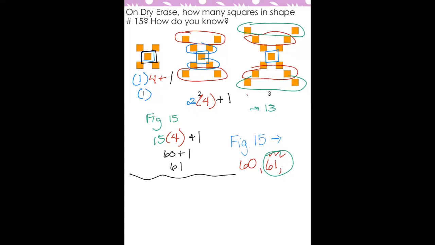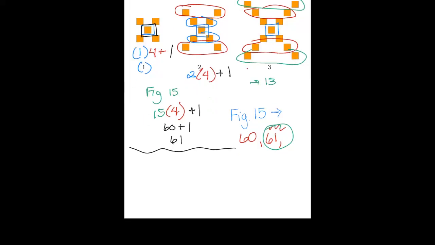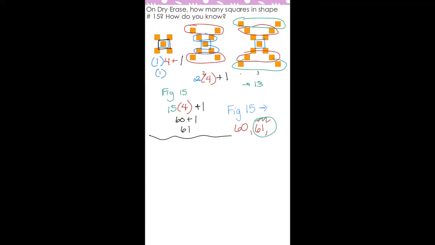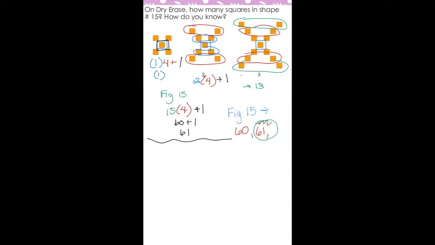Anybody see a different method that they want to share? This is good to see all the possible methods. Yeah? Okay. I have a different method too. We'll see if yours is the same as mine. What did you see? I saw the 5 squares in the middle, so I had 5, and then 14 times 4, because that's how much we add at each side. 14 times 4 plus 5.